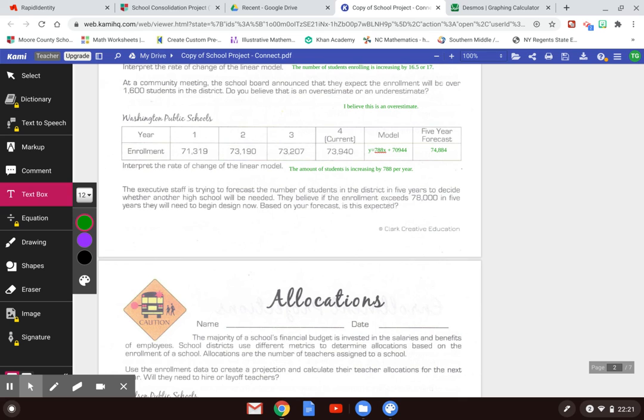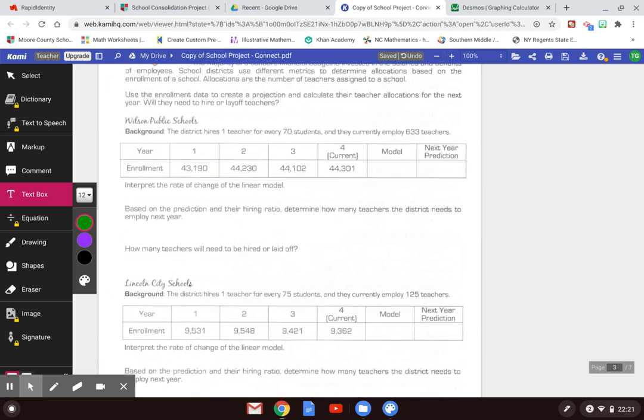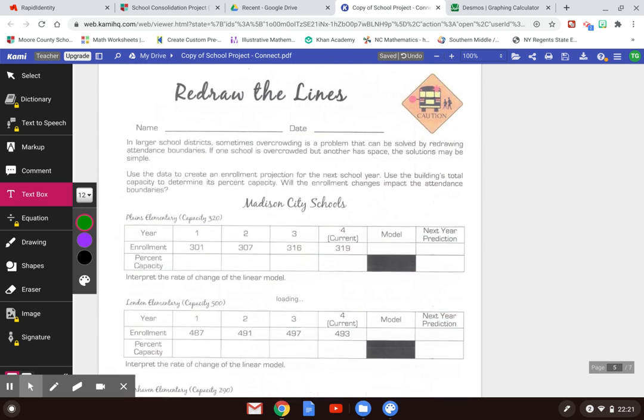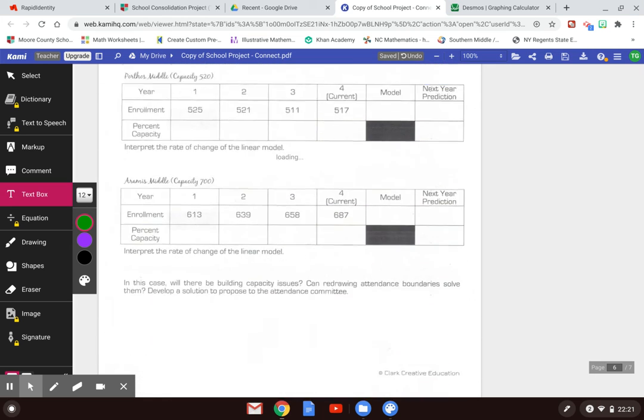So what you would need to do then is do the allocations part and then do the redraw the lines part.